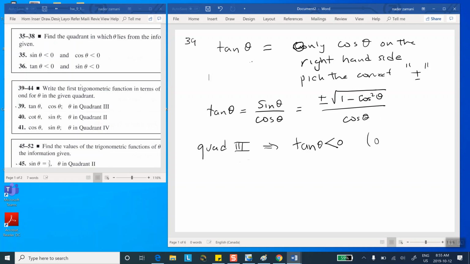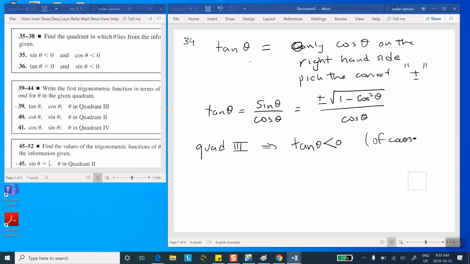Of course, cosine of theta is negative in quadrant 3. Okay, I made a mistake here. Quadrant 3 means tangent is positive. Big mistake. Big mistake.